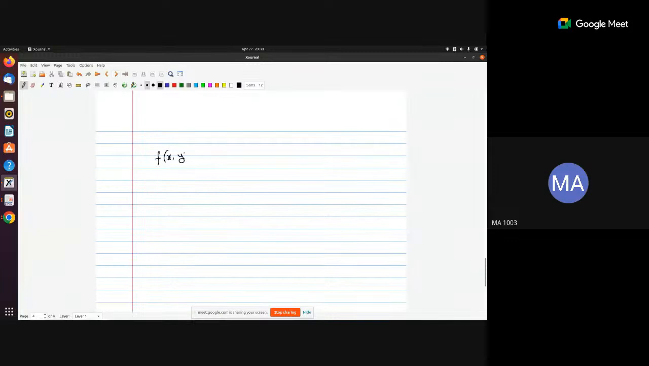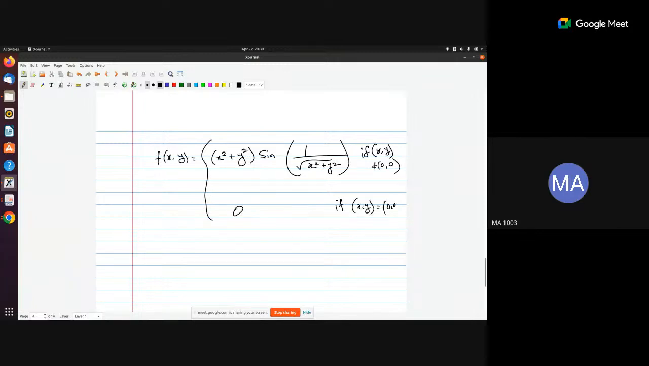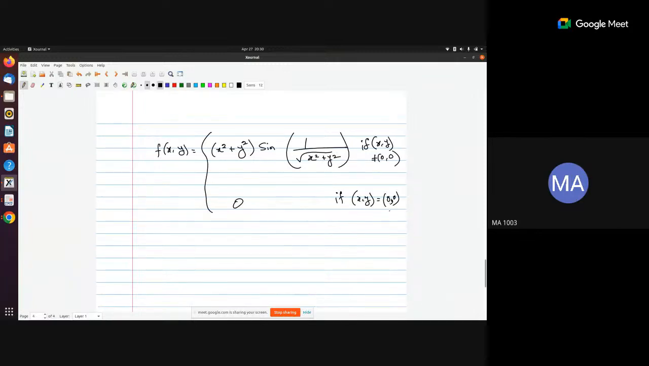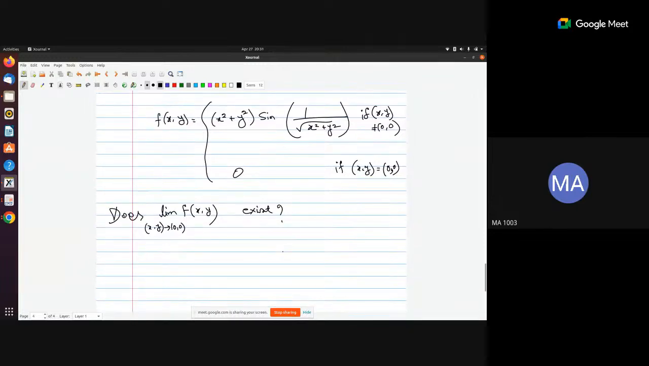So this is the function, right, if it is not the origin, and zero if it is the origin. Now the question is whether the limit of f(x, y) at the origin exists. If it exists, then what is the limit?